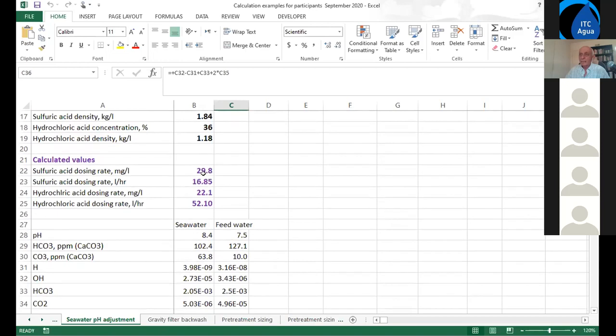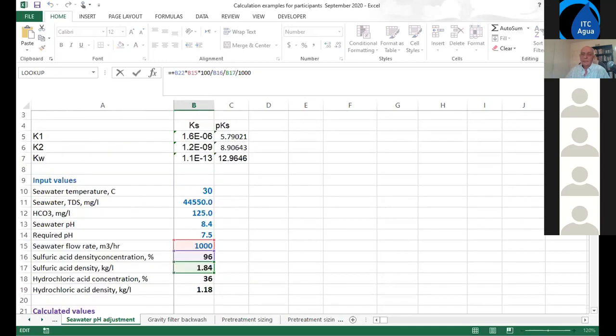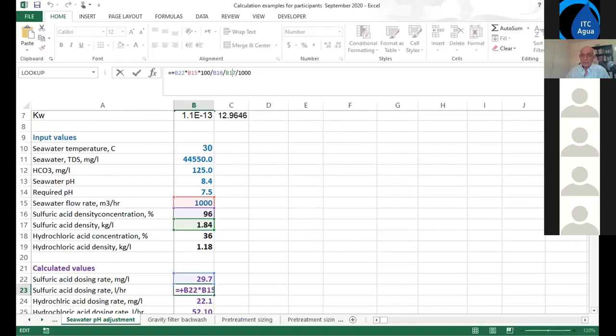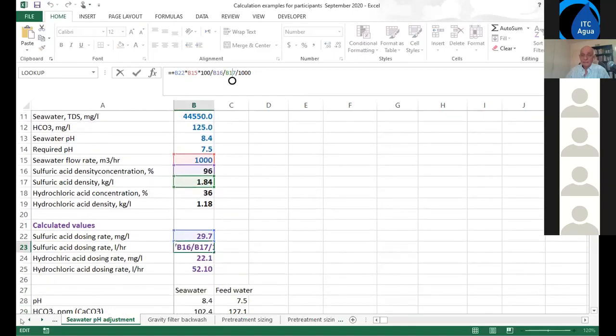So the acid dosage, the sulfuric acid dosing, is the molar change of alkalinity times the molecular weight of the equivalent of the acid. And the dosing in liters per hour is just based on the flow rate, concentration, and acid density.